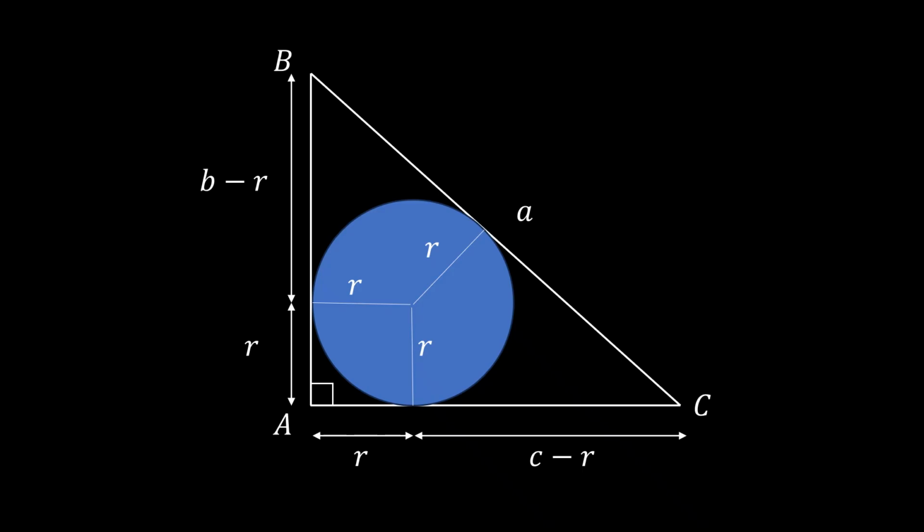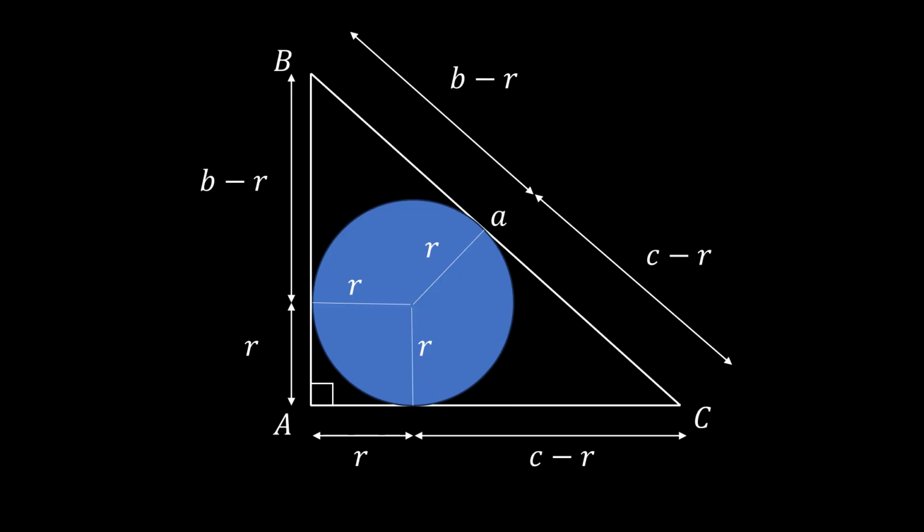Similarly, alongside the segment that connects the points A and C, the segment from point A to the point of tangency measures r, and the remaining portion measures c minus r. The same reasoning applies to the line segment connecting points B and C, where the portion from the point of tangency to point B equals b minus r, and from the point of tangency to point C equals c minus r. This decomposition enables us to express the entire set of side lengths as sums of these segments, which will form the foundation for the equations linking the sides of the triangle to the unknown radius r.